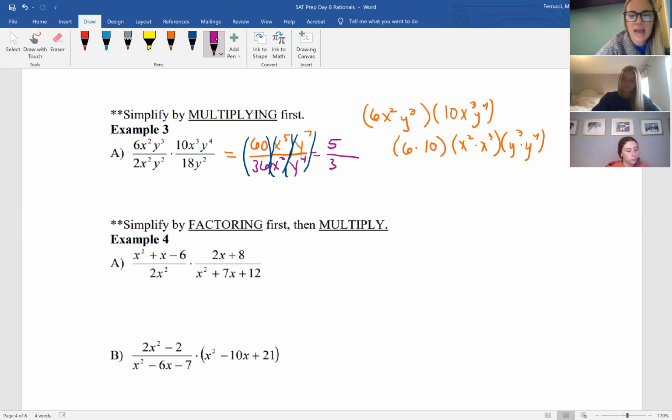X to the 5th divided by x squared is x to the 3rd. Keep that on top because that's where the bigger one was. And then y to the 7th divided by y to the 4th is y to the 3rd. And again, that stays on top because the bigger exponent was on the top. Okay, so that would be the simplest expression.